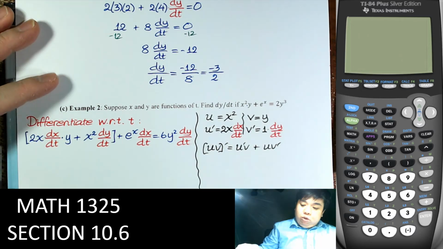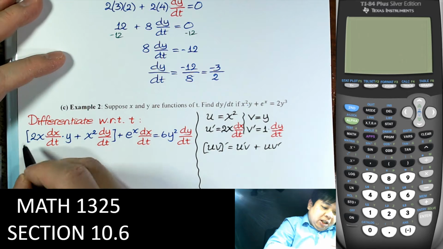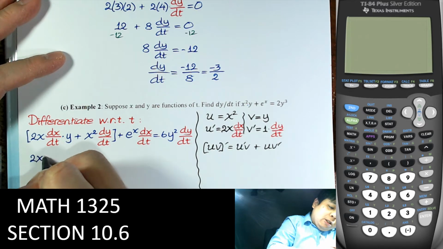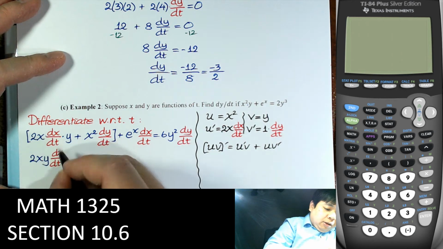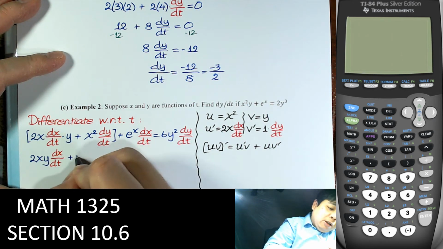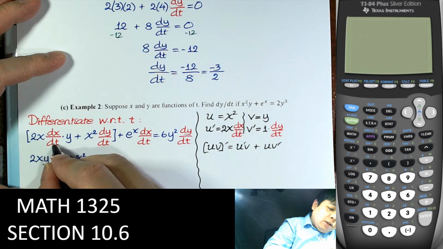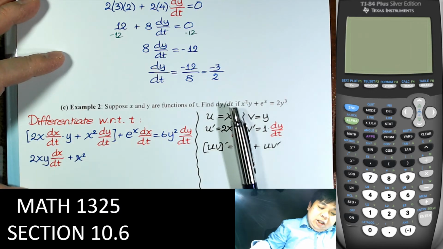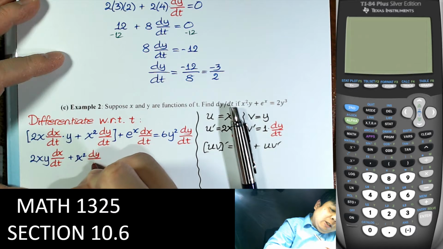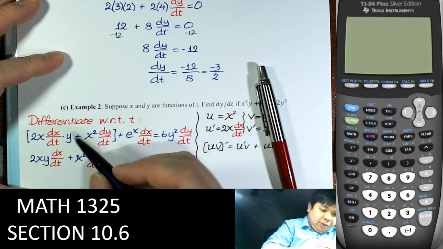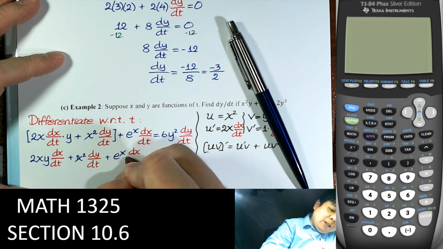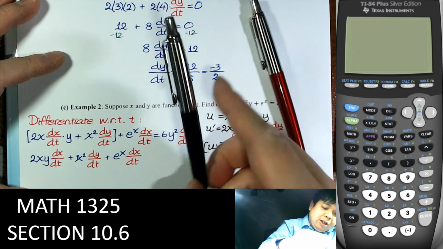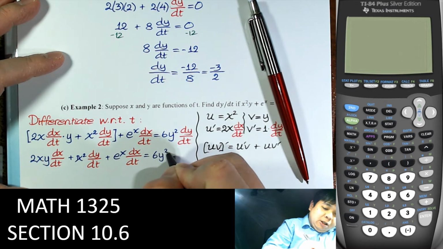Right, let's just multiply them out, remove the brackets, and simplify things a little. That will be 2xy dx over dt, plus y squared, plus x squared dy over dt, plus e to the x dx over dt, and then 6y squared dy over dt.